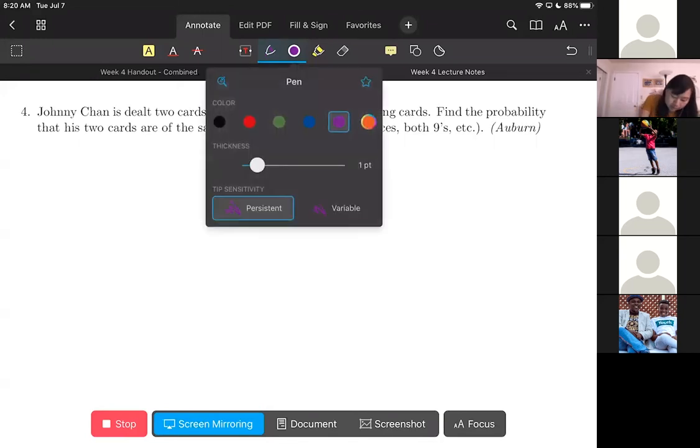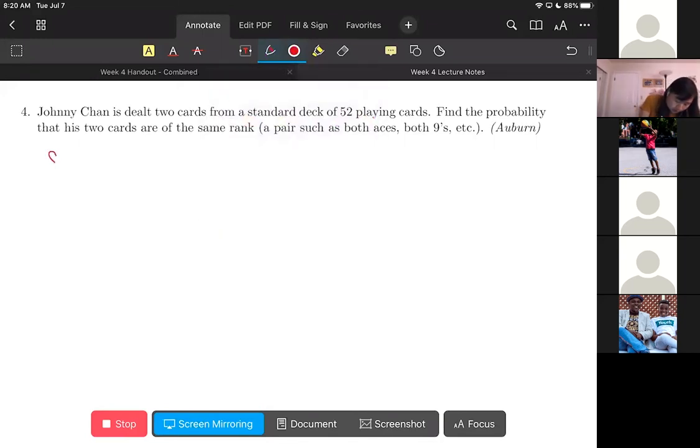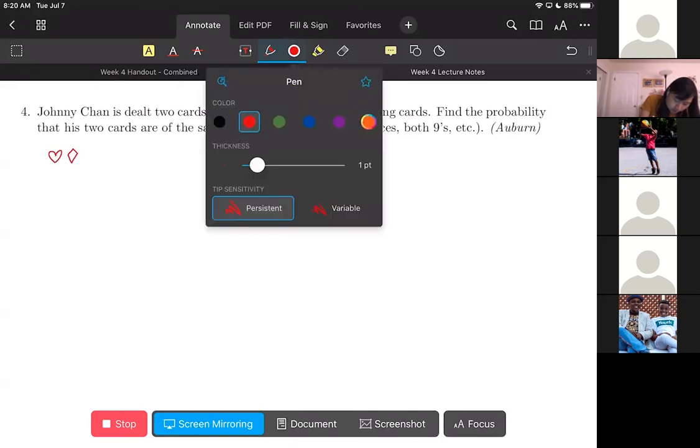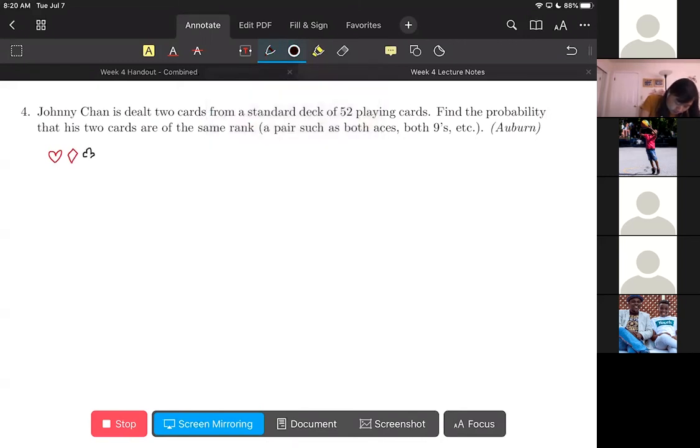And remember, for playing cards, we have 4 suits: hearts, diamonds, clubs, and spades. And then we have 13 different ranks. So it's ace, 2, 3, 4, 5, 6, 7, 8, 9, 10, and then we have jack, queen, king. So does anyone want to take a stab at how we would do this one?